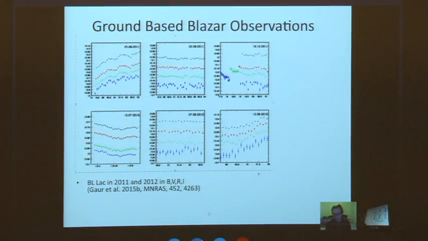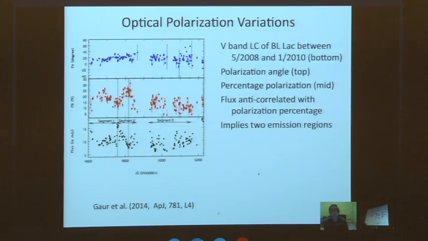Can I have the next slide, please? So, next, yeah, thank you. And so this shows some optical polarization variations. The top panel there shows the position angle, which does not vary a lot during the course of these observations. The second panel shows the percentage of polarization, which goes up to about 30%, which again is fairly strong, but important for blazars.